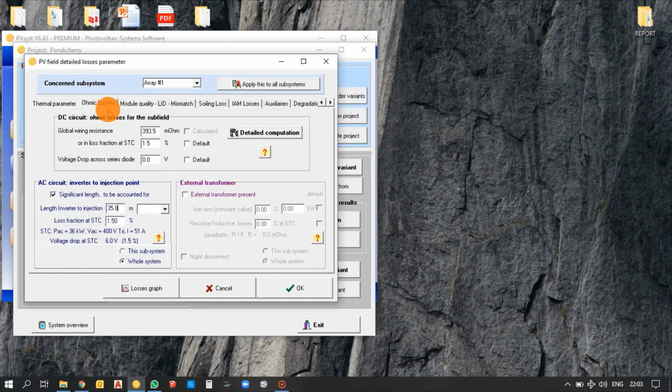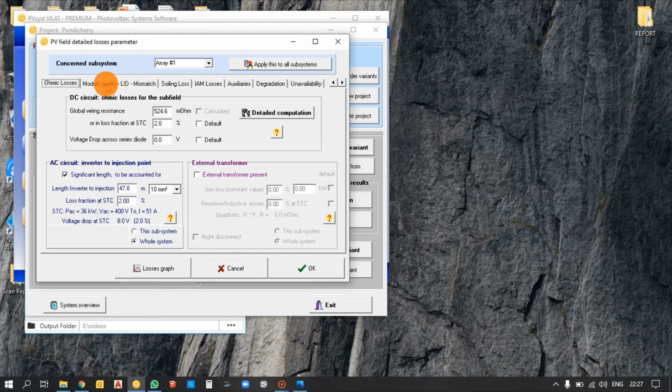So, going for ohmic losses. For DC and AC cable ohmic losses, you can use a default parameter of 1.5%. PVsyst will be taking around 2 to 3%. You can use up to 1.5% for both AC and DC ohmic losses.